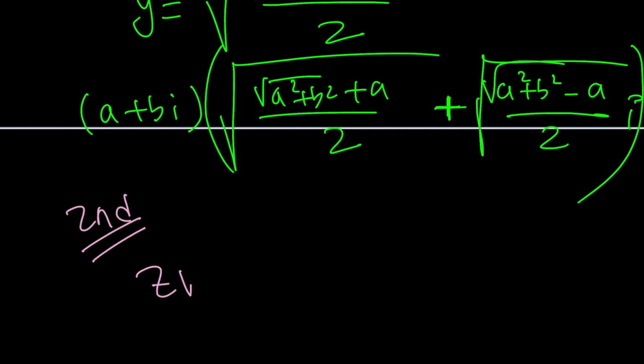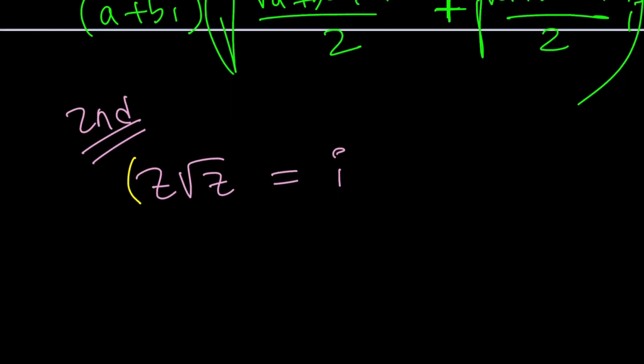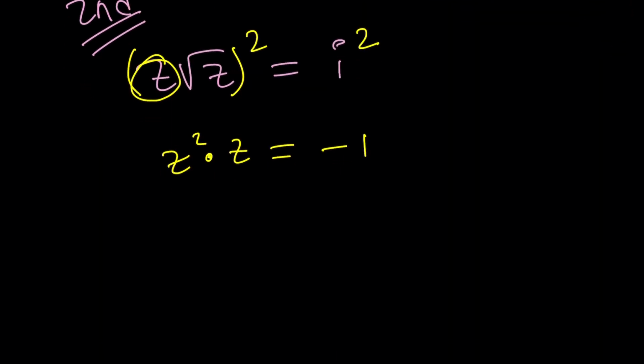Okay, ready? z root z equals i. Of course, that wasn't the first best way to do it. Probably the worst way to approach it, but it's still a method. Let me know what you find from here. But with my second method, I'm going to get rid of the radical right away. So why not square both sides, right? And when you do, you're going to get something awesome because you'll be getting i squared, I mean, z squared multiplied by z is equal to i squared, which is negative 1. And then from here, you're going to get z cubed equals negative 1. How nice is that, right?